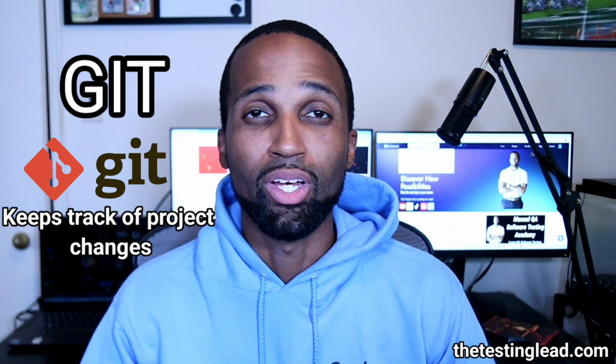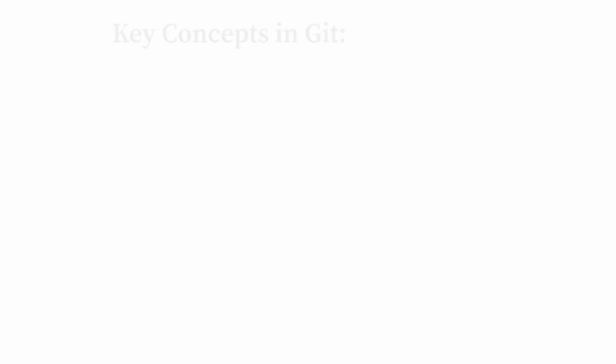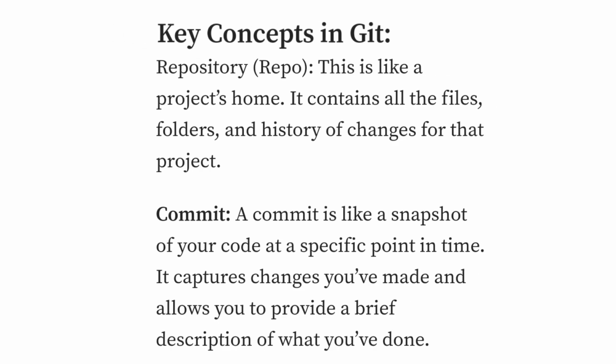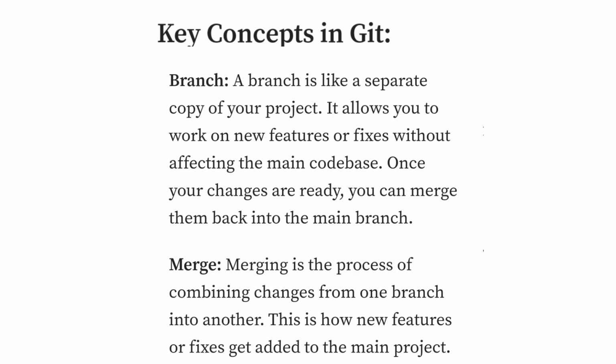Now, let's go over the key concepts for Git. First, the repository. This is like the project's home. It contains all the files, folders, and history of changes for that project. Commit. A commit is like a snapshot of your code at a specific point in time. It captures changes that you've made and allows you to provide a brief description of what you've done.